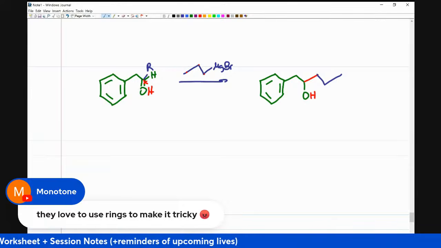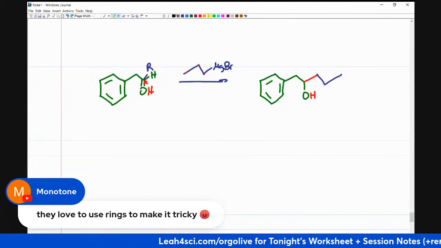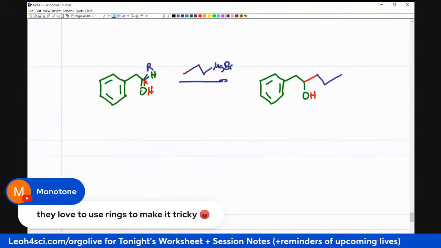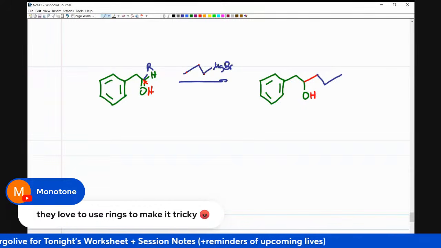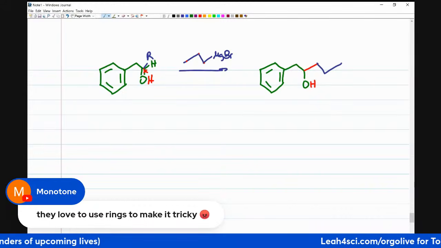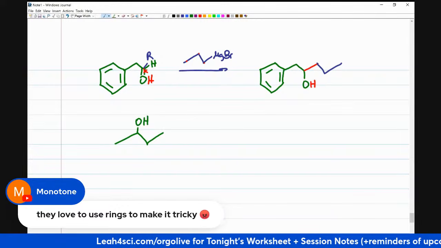Yes, professors love to use rings to trick you, but did you notice how nothing changed? The ring did nothing for the reaction. Now here is another trick, because you're not always going to have a forward reaction. You're going to have a synthesis problem that says somehow, some way, this right here came from an aldehyde or a ketone, a carbonyl, right?